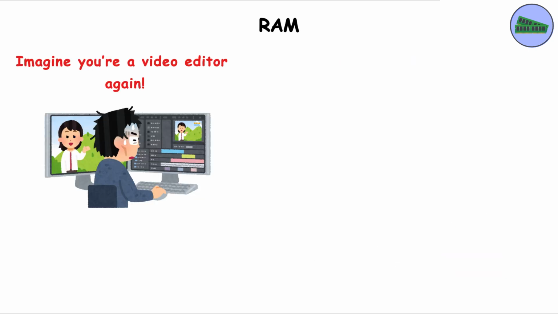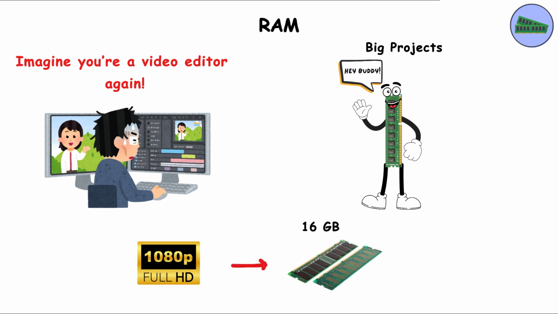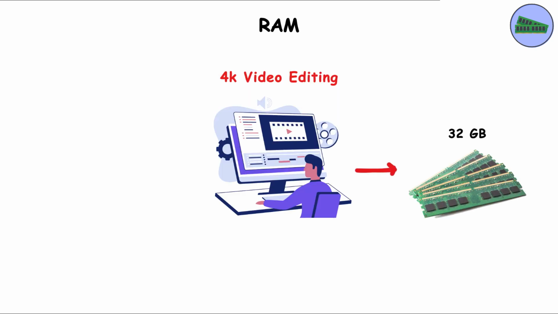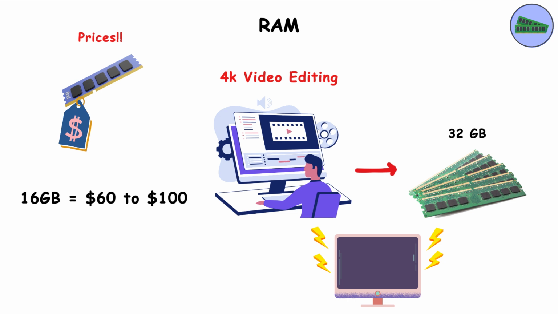Now, imagine you're a video editor again. RAM becomes your best friend when you're working on big projects. For regular old 1080p stuff, 16GB of RAM will do just fine. But if you're diving into some 4K editing, you'll want at least 32GB, or your computer might start feeling sluggish. And that's no fun for anyone. Prices? 16GB will set you back around $60 to $100, while 32GB is more in the $150 to $250 range.